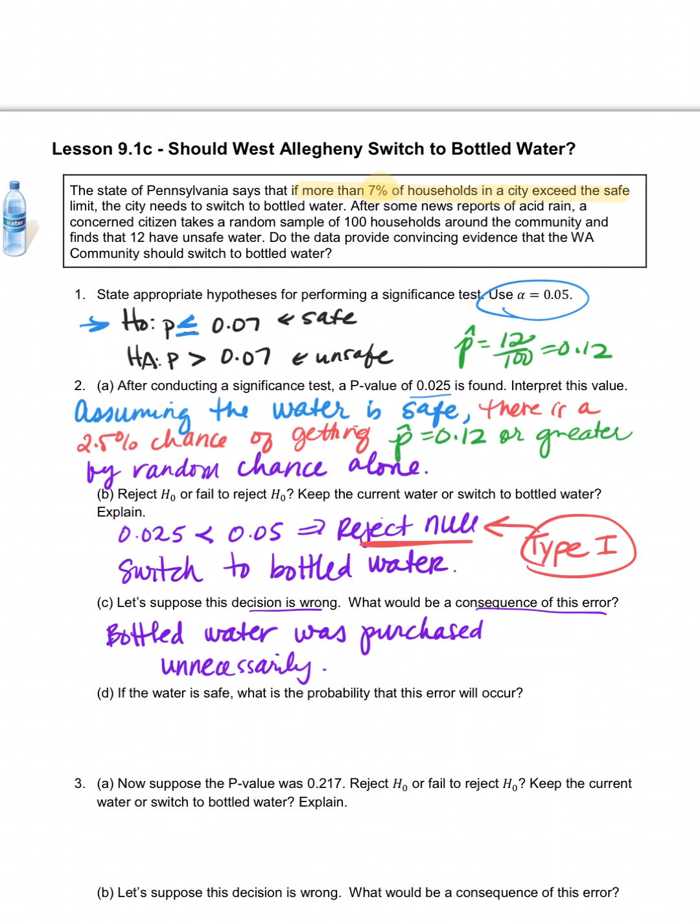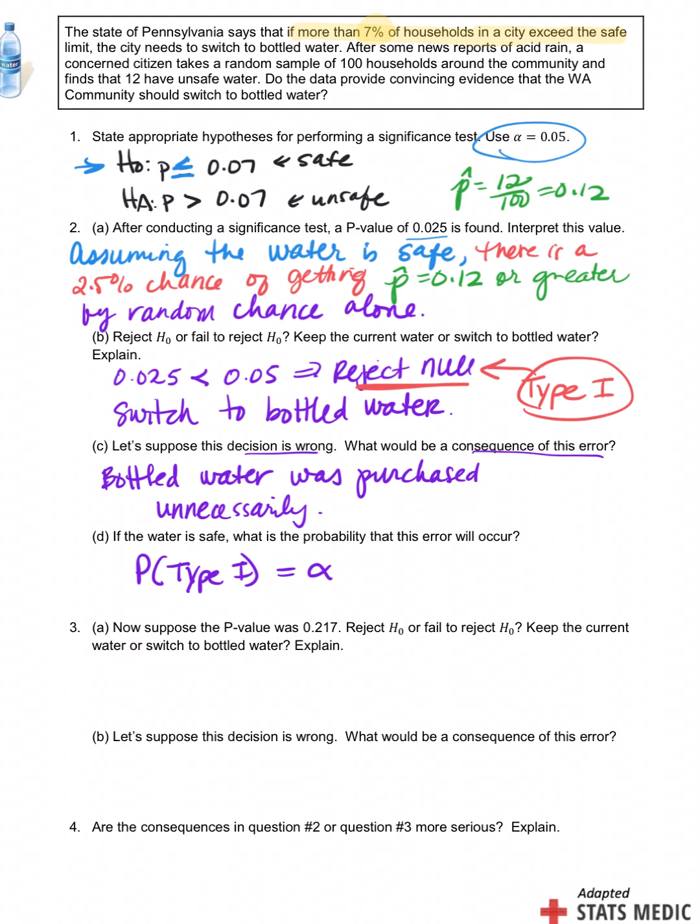Now, if the water was safe, the probability of making this kind of mistake is equal to the alpha, the significance level. And what is the alpha level they told us to use? Look at number 1. It's up there. It's 0.05. Okay? So the probability of making this mistake is 0.05.